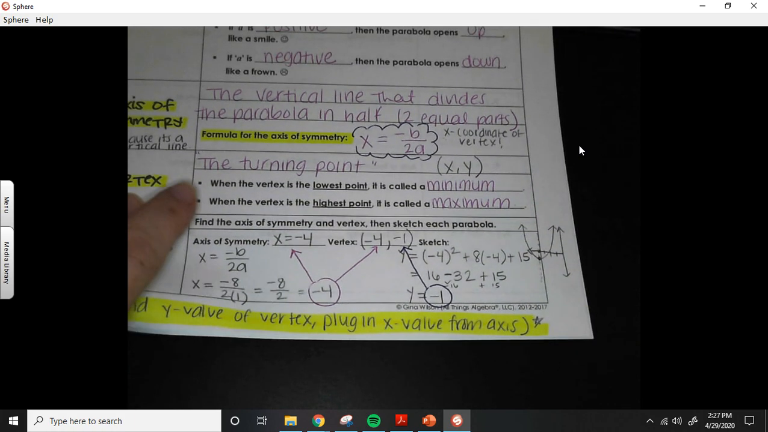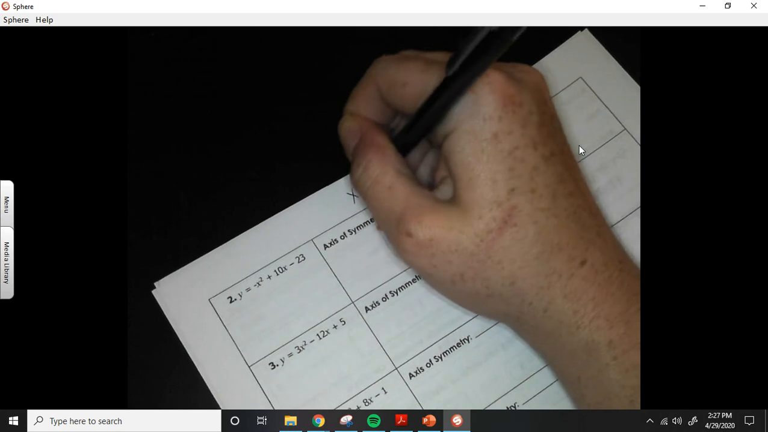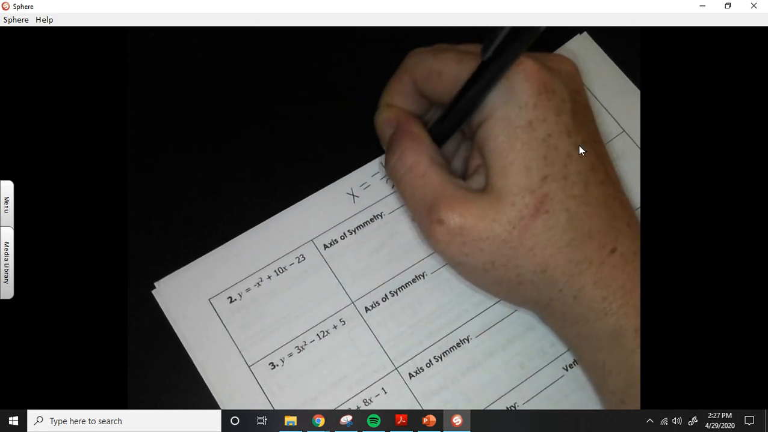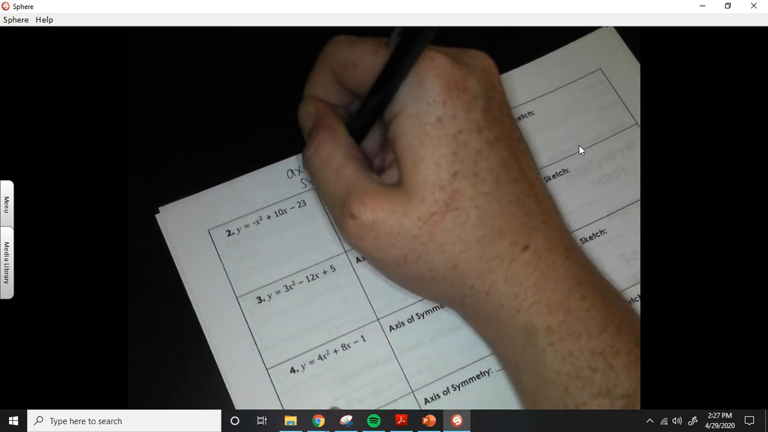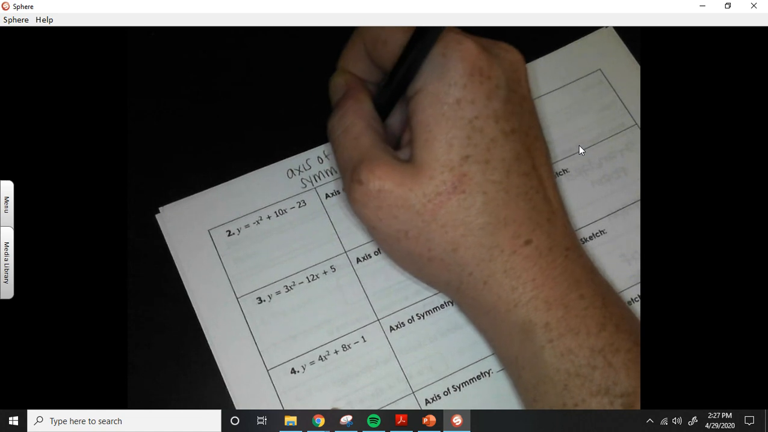Okay, I'm going to turn the page, and again, I'm going to be more conscious and leave more room to sketch this graph. Okay, I'm going to write the formula up here so I don't have to keep writing it, as I suggest you should as well. So this is the axis of symmetry. And then the vertex is x comma y, and then you find y by plugging in x.